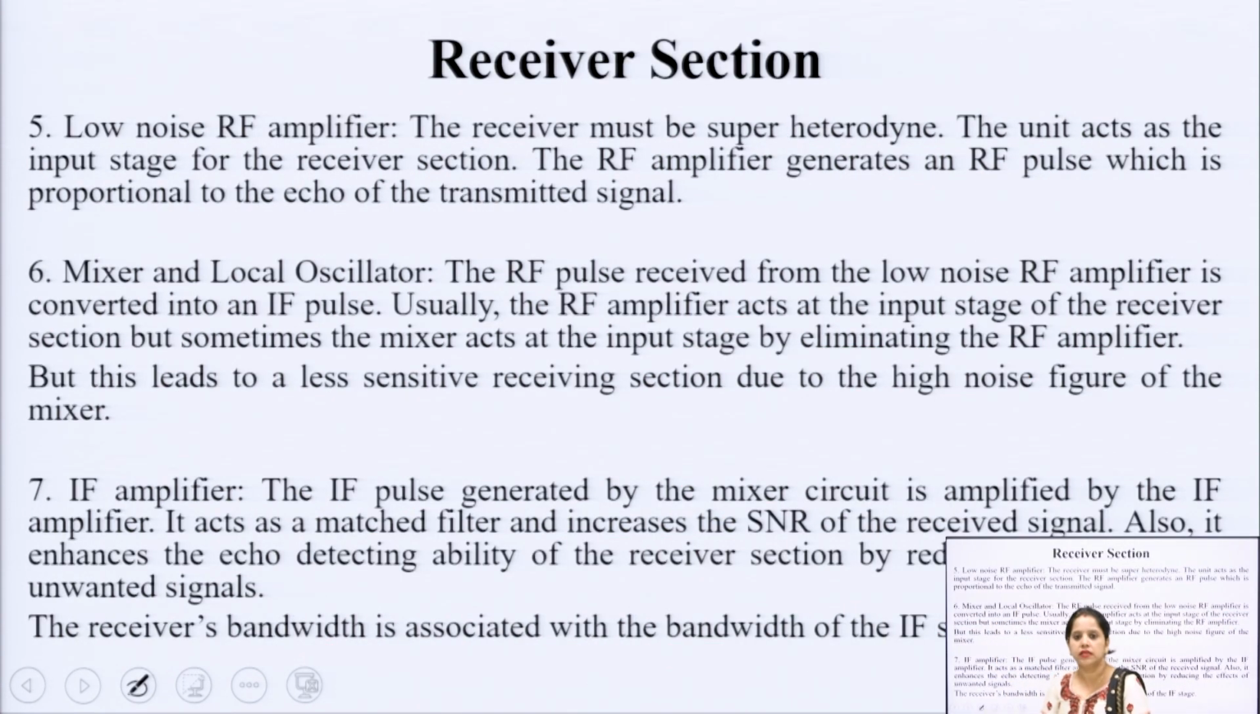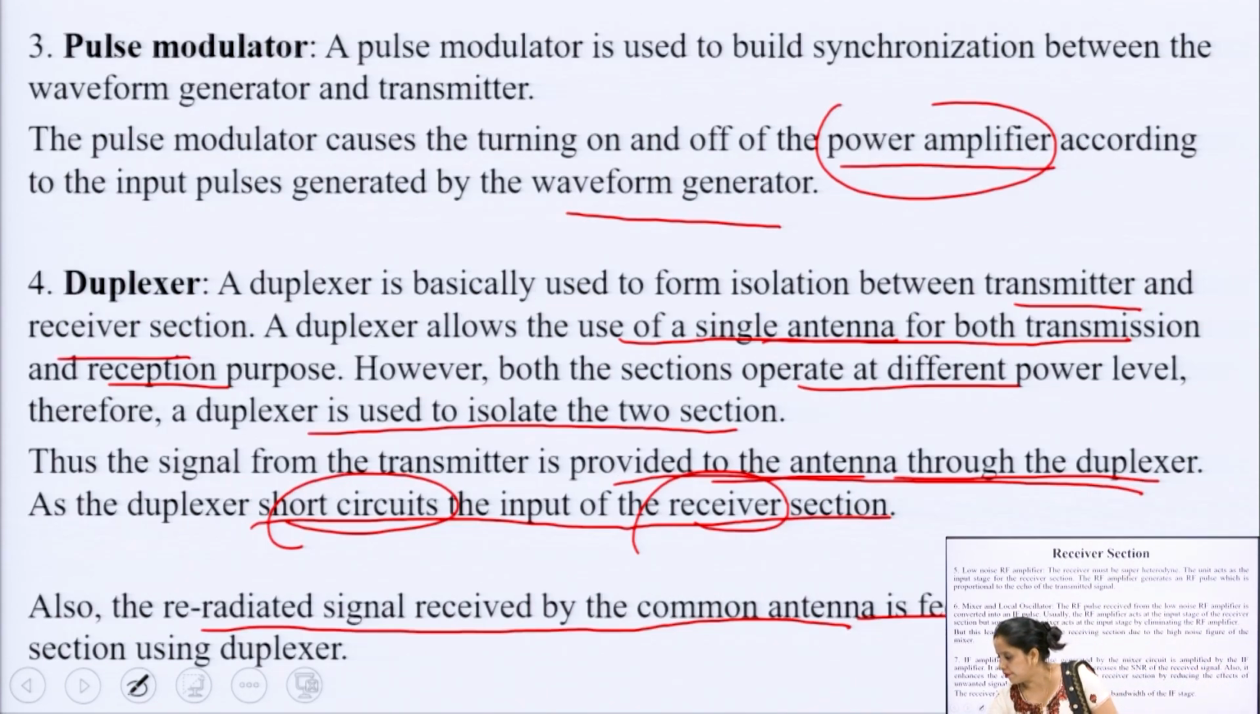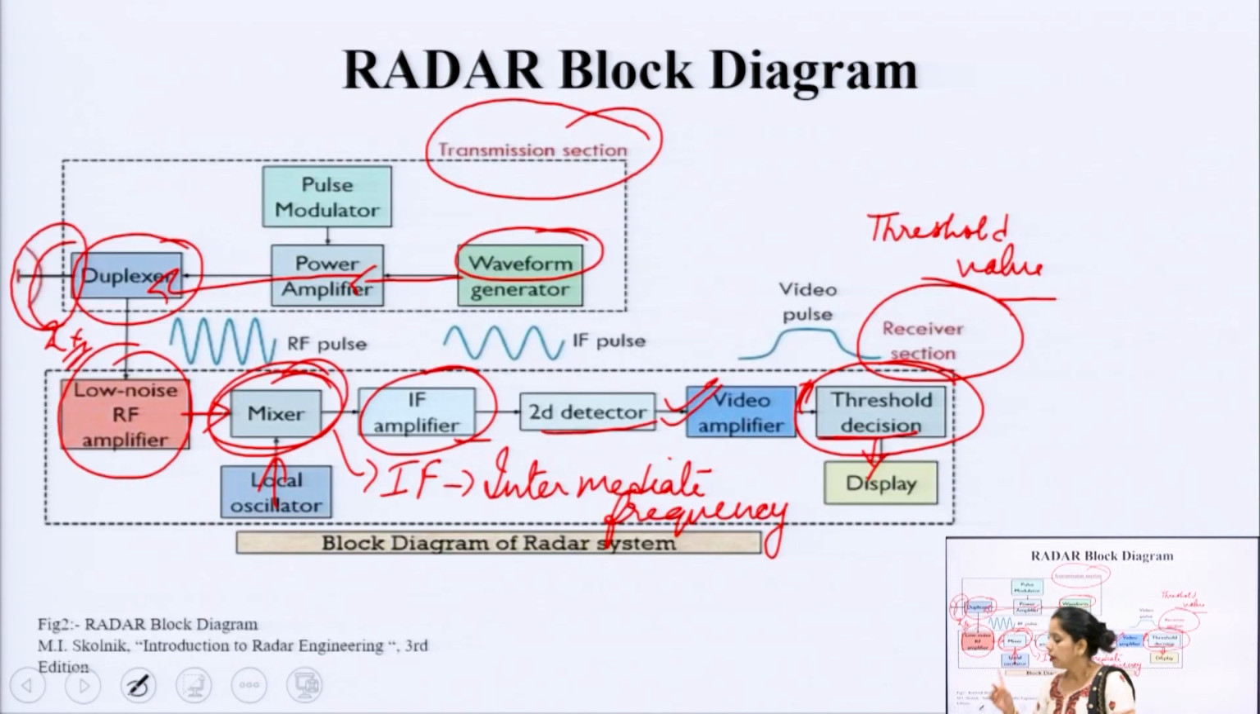Now comes the receiver section. Just have a look at the receiver section part again. What does it contain? Low noise RF amplifier, mixer, IF amplifier, local oscillator, second detector, video amplifier, threshold decision and the display.